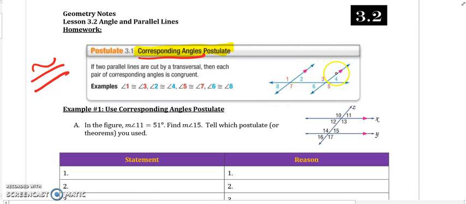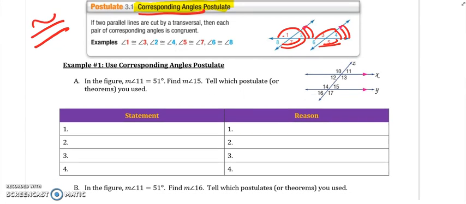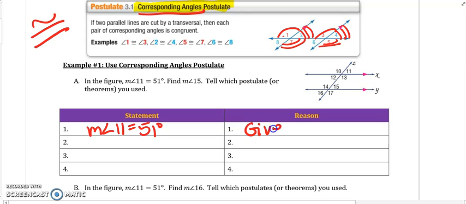If I have 2 parallel lines, then the corresponding angles are congruent. And you can kind of see how that makes sense, right? Any of these are all congruent, only when they're on parallel lines. Okay, we're going to do one proof, but this is our only proof. It says in the figure, measure of angle 11 equals 51. I'm going to start with that because it's been given. Tell which postulate or theorems you use. And so we're going to write a quick proof.